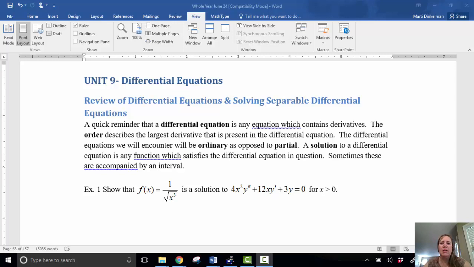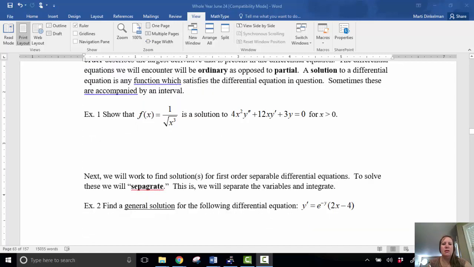So first, as a reminder, finding solutions or seeing if something is a solution just means that the original function that we have fits the description given by the differential equation. We'll see that here in example 1. They want us to show that the differential equation 4x squared y double prime plus 12xy prime plus 3y is 0, that this function fits in there. So we want to figure out what y double prime and y prime are and make sure that equal sign really is true.